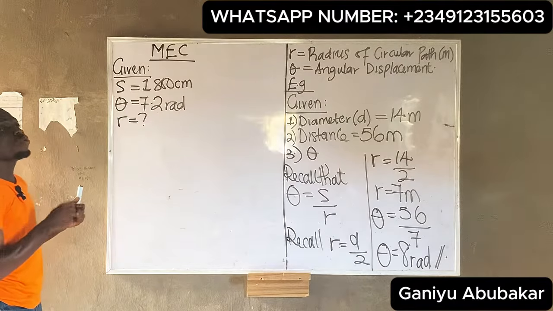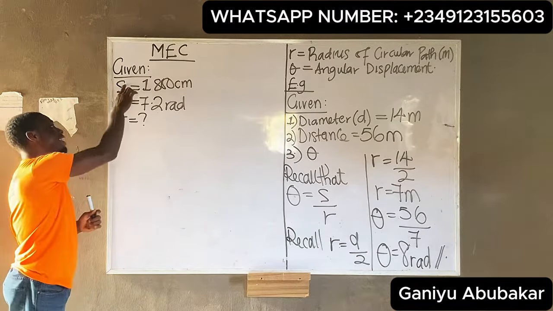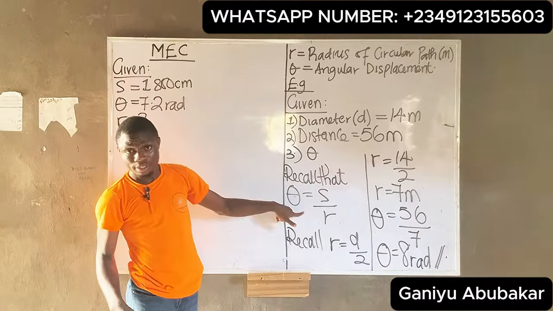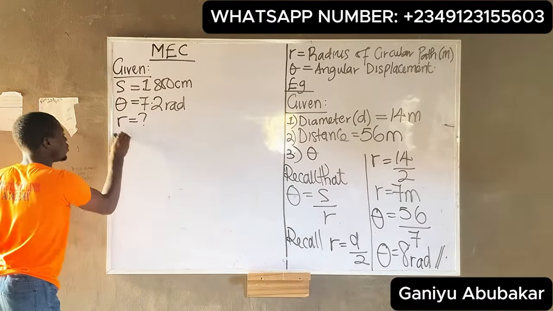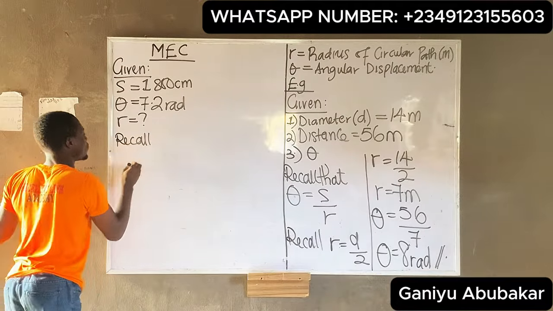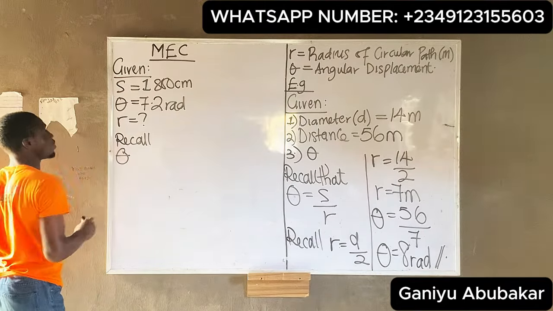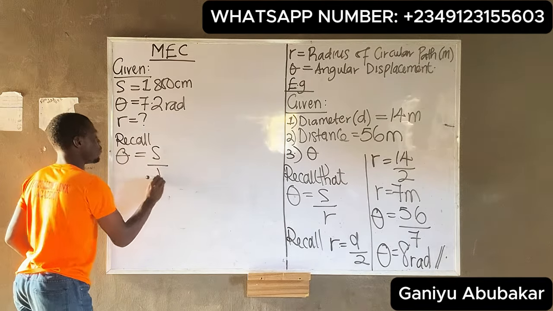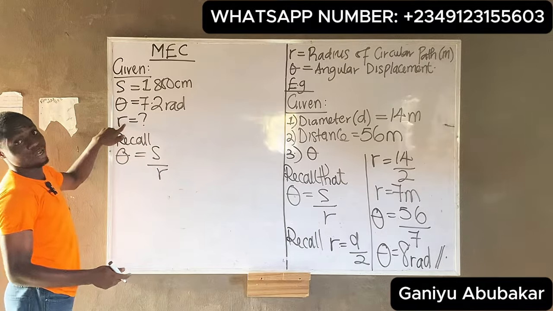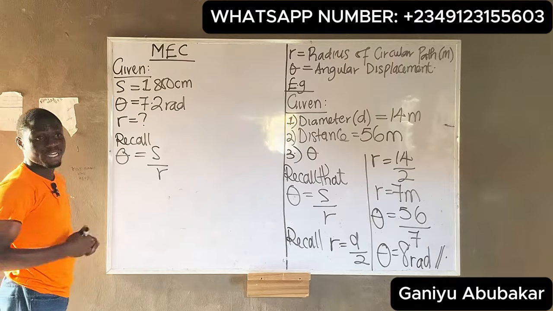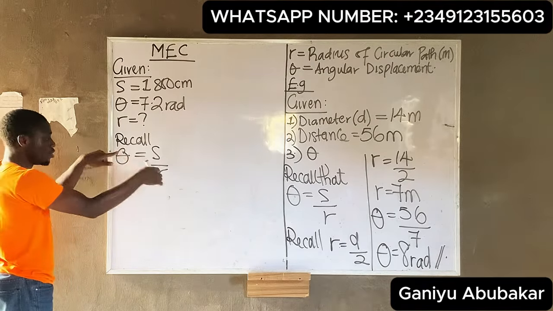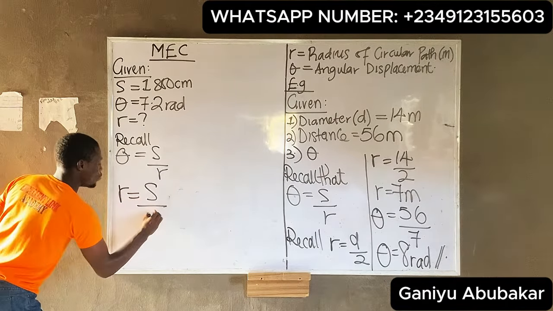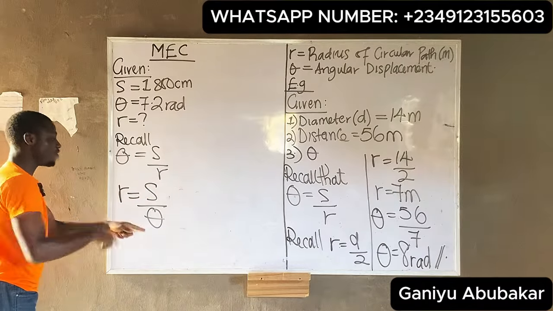If I ask you, what is the relationship between S, theta, and R? We know the relationship already. Let's recall the formula: theta, angular displacement, equals S over R. We are asked to look for R in this case, so make R the subject. Just swap it. That gives you R equals S over theta.